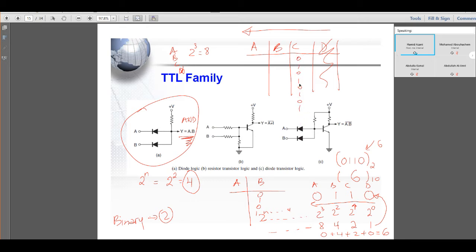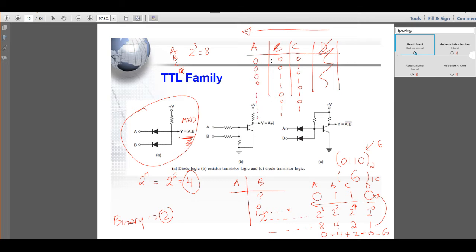So 0, 1, 0, 1, 0, 1, 0, 1, like that all the time. The next one will be 2 zeros, 2 ones, 2 zeros, and so on. So 2 zeros, 2 ones here, 2 zeros for that one, and 2 ones the last one. So 1, 1, 2, 3, 4, 5, 6, 7, 8. The other one will be 4 zeros, 4 ones.